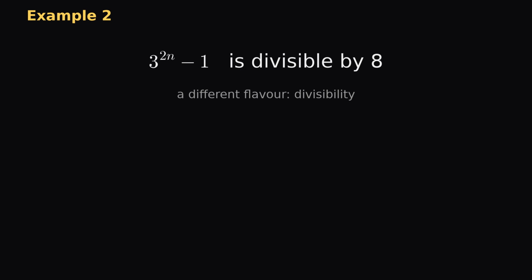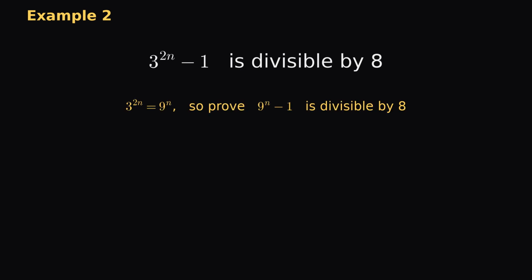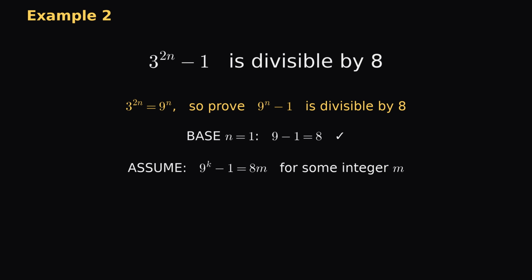Example 2. A different flavor. Divisibility. Prove that 3 to the 2n minus 1 is divisible by 8. First, tidy it up. 3 to the 2n is 9 to the n. So the statement is 9 to the n minus 1 is divisible by 8. Base case, n equals 1. 9 minus 1 is 8. Divisible by 8. True. Now assume 9 to the k minus 1 equals 8m for some integer m.